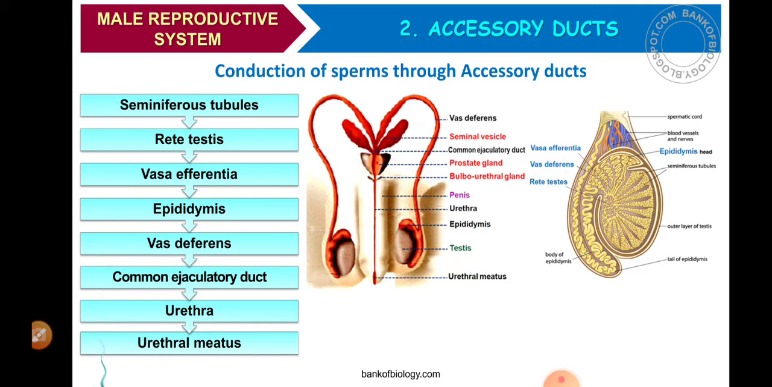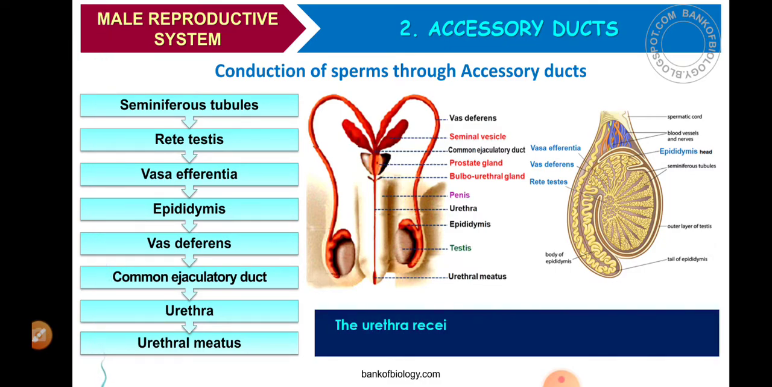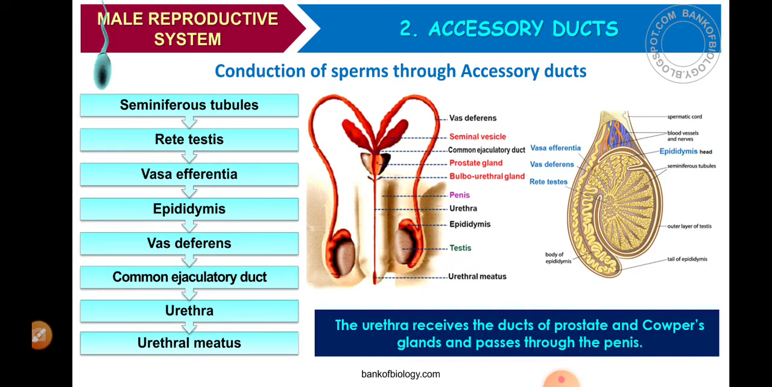The urethral meatus is also the structure which releases urine outside the body, and the urethra is the structure responsible for transporting both things, sperm and urine, to outside the body. The urethra receives the ducts of the prostate and Cowper's gland and passes through the penis.